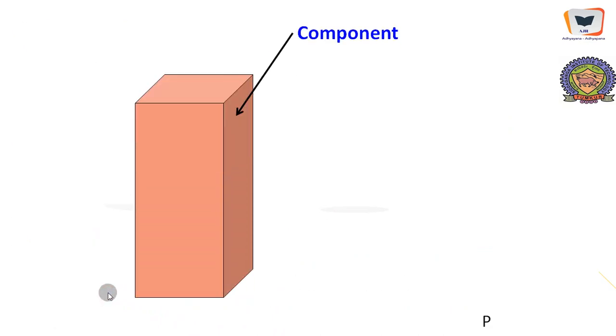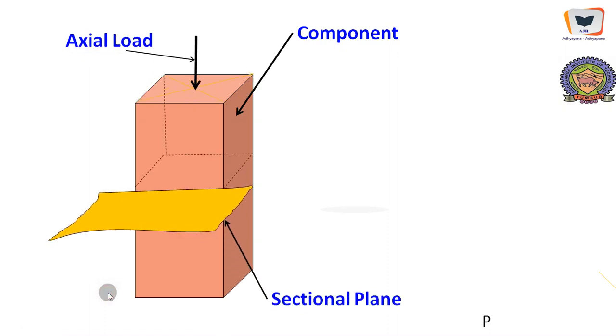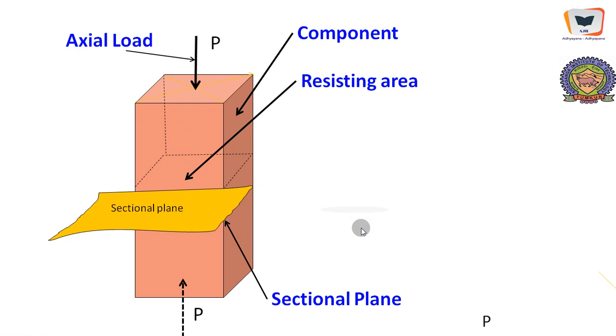And if you consider a component, and if you apply the axial load, and if you take a section using a sectional plane, there is a development of a resisting area which is perpendicular to the axis of the member, or perpendicular to the axial load, and this is the reaction that is being developed, because this particular body is to be kept in equilibrium.